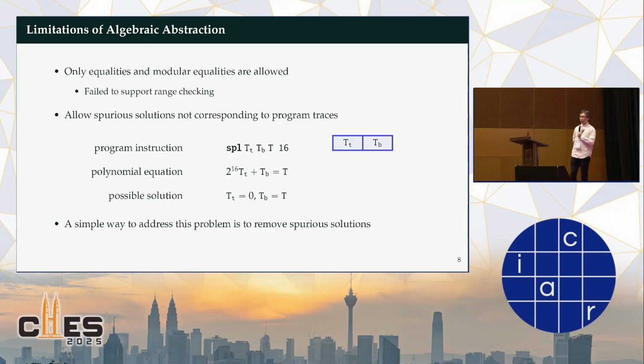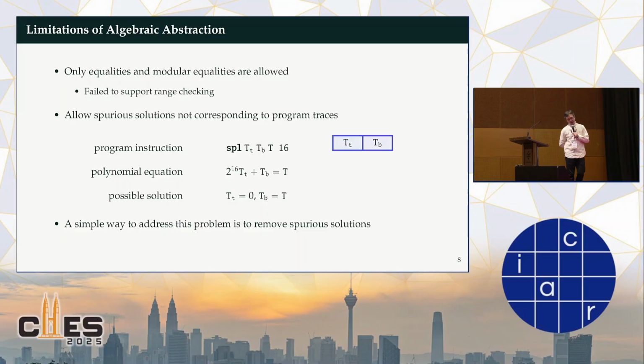Although the algebra abstraction in Crypt9 works pretty well for proving nonlinear computation, it has some limitations. The first one is that it supports only equalities and modular equalities. So we cannot use algebraic abstraction to do range checking. And the other limitation is that it allows spurious solutions not corresponding to program traces.